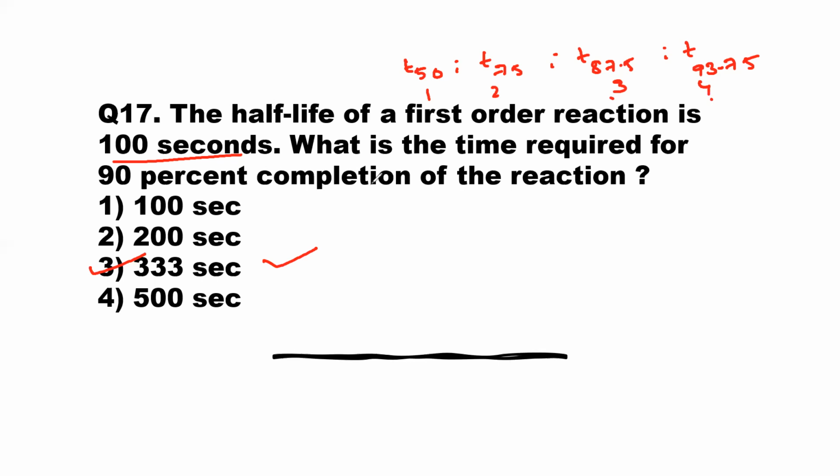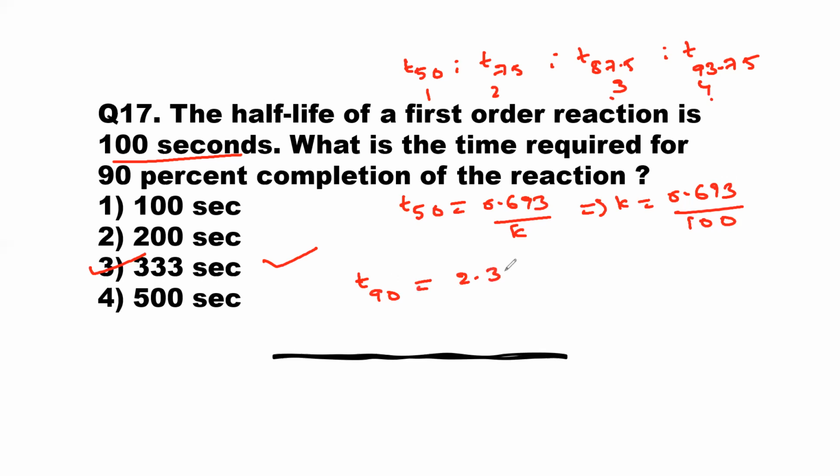If you want to do the same question in a different pattern, you can do it like this. Since T half is equal to T50, which is equal to 0.693 by K, K is equal to 0.693 by 100. Now substituting the value of K, the time taken by the reaction to complete 90% is 2.303 by K, the integrated equation for first order kinetics, into log of 100 by 100 minus 90, because they have given 90% is completed. So like this also you can find.